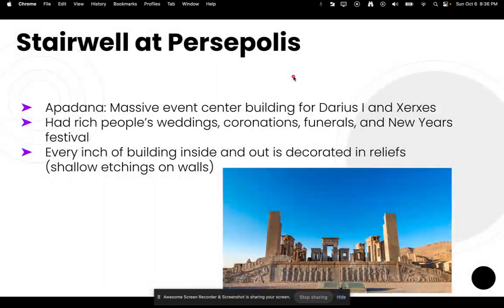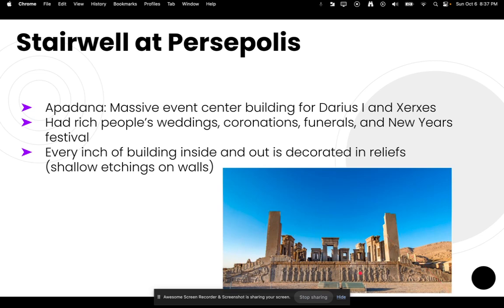So another really big historical site is something called the Stairwell at Persepolis. And this was, of course, a Persian art building project. The thing that they built is called an Apadana, which is a massive event center building for Darius I and Xerxes. It's what's pictured here. Of course, there would have been a roof a couple thousand years ago, but as you could probably imagine, that collapsed. But you can still see a lot of the big pillars, and the staircase is still there today.